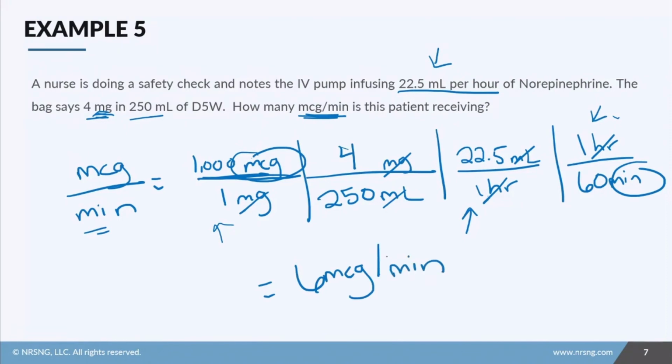So again, the final step is always verify. Does this make sense? Is it an appropriate dose? Well, with norepinephrine, we know we're typically looking at up to 30 before we get into sepsis protocols. So 6 mics per minute, that's a great dose of norepinephrine.